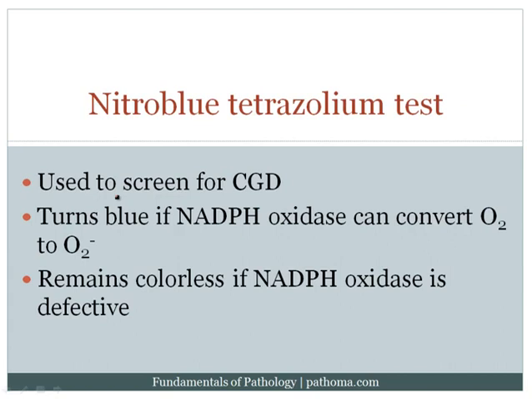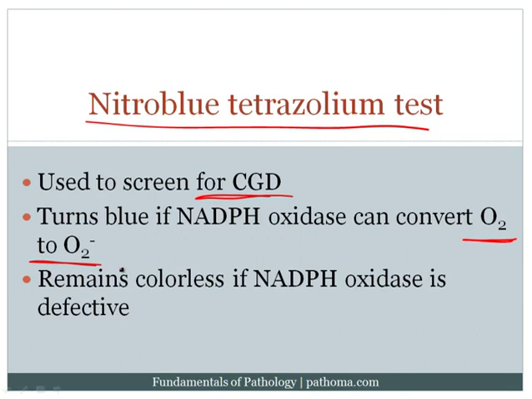The next important principle concerning chronic granulomatous disease is something called the nitro-blue tetrazolium test, i.e. the NBT test. Now, this is a test that's used to screen for chronic granulomatous disease, and this test asks the question, do we have the ability to convert oxygen to superoxide? If oxygen can be converted to superoxide, the superoxide will actually change the NBT, or this nitro-blue tetrazolium, to blue.